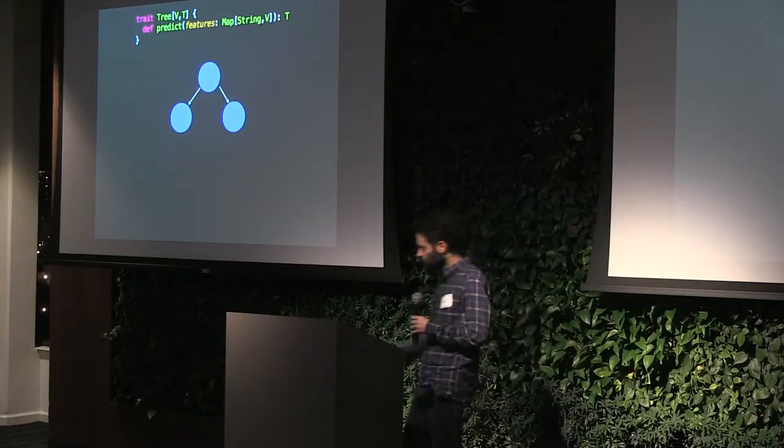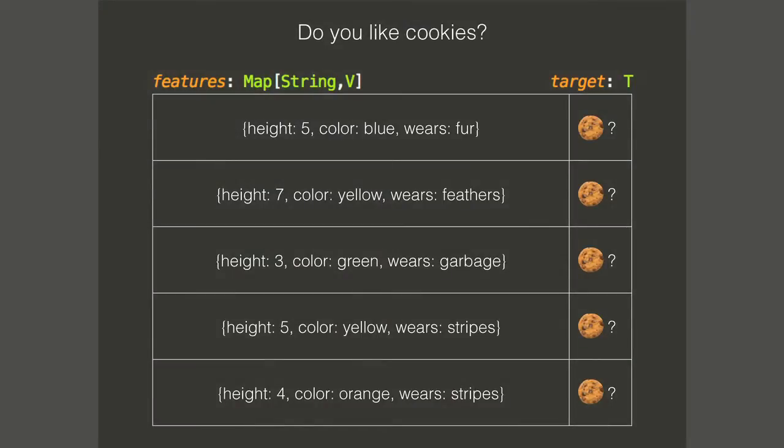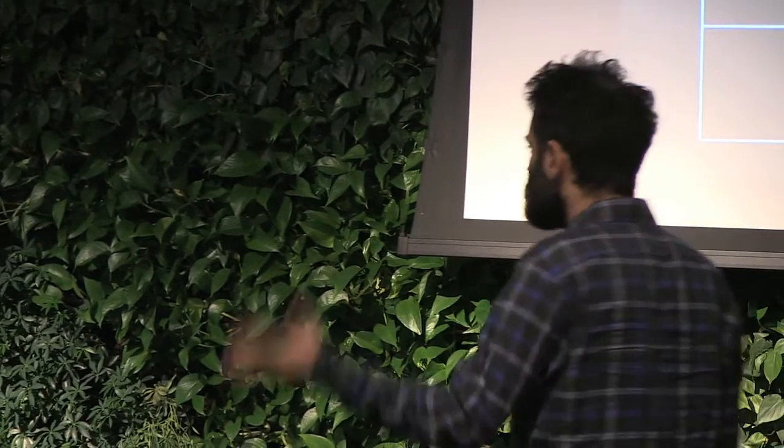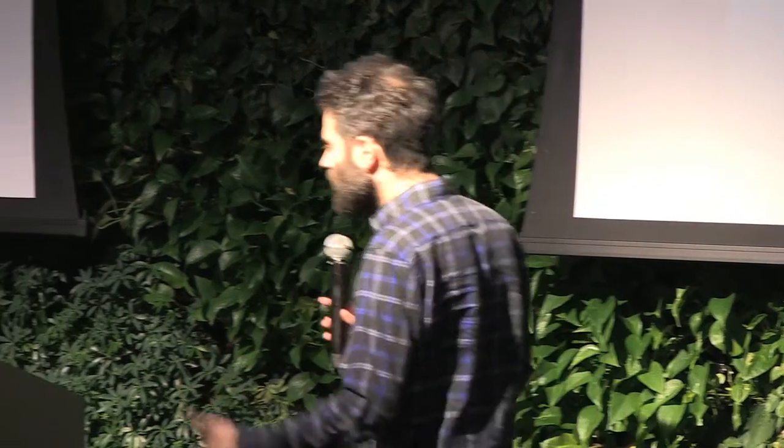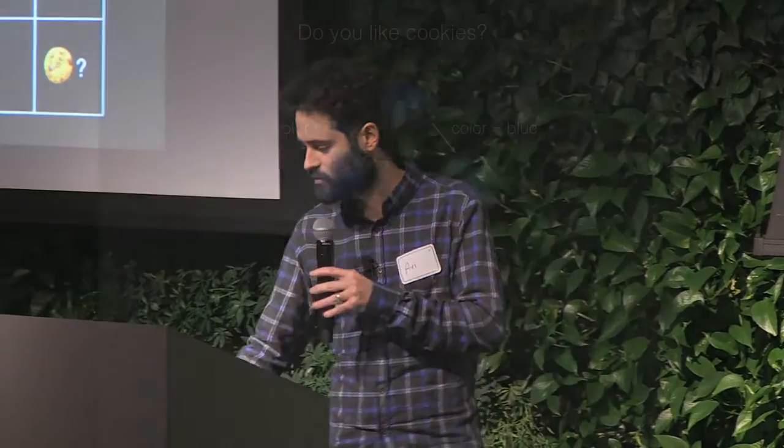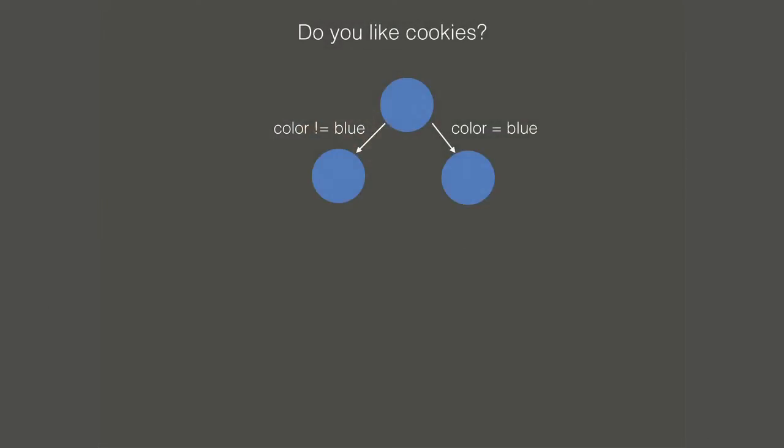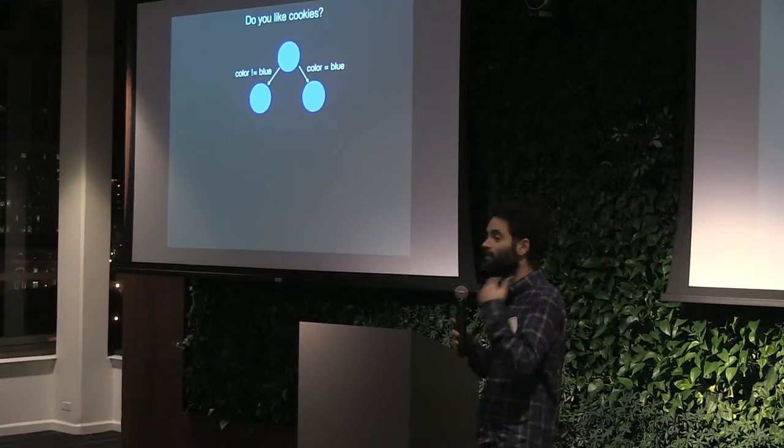So to make this a little bit more concrete, you might have a predictive model as to whether or not a particular Muppet likes cookies. And so the features that go into this prediction might be their height, might be their color, might be what they wear, and the output of the model is an answer to the question of do you like cookies? And so a very simple tree model, as simple as possible, that might answer this might look like this.